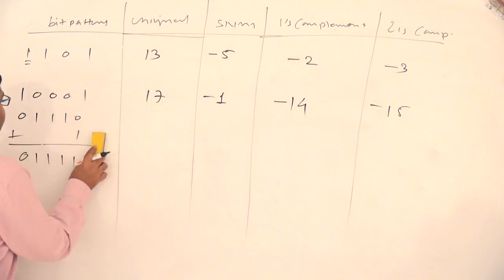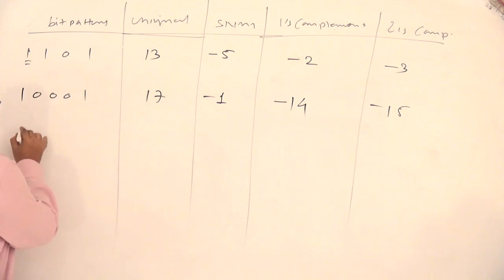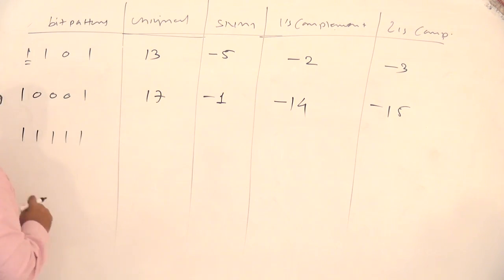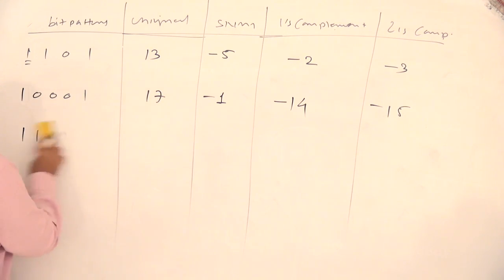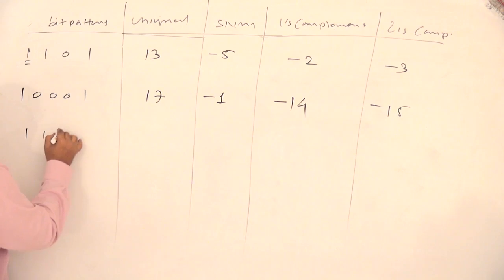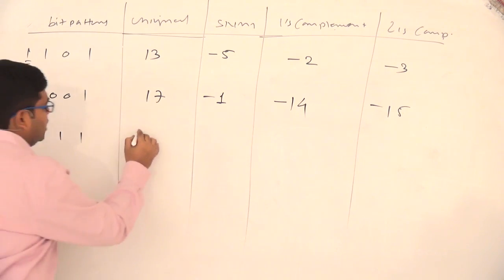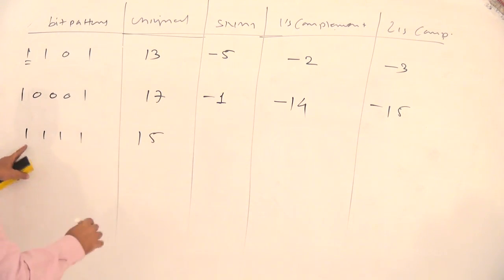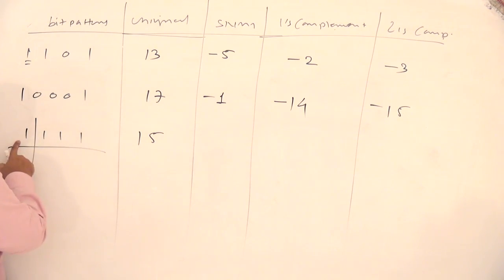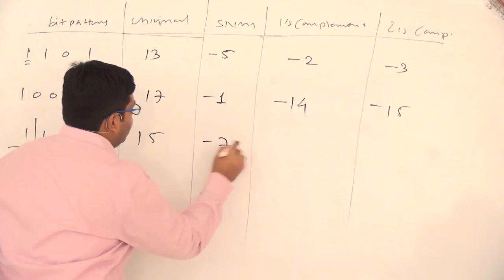Fine. Then next, say it is 1, 1, 1, 1, 1, or we will take all ones. Let us go for all ones. Now all ones, here the meaning will be equal to 15 in unsigned. In sign and magnitude, it will be like this: sign is minus, magnitude is 7. So it will become minus 7.